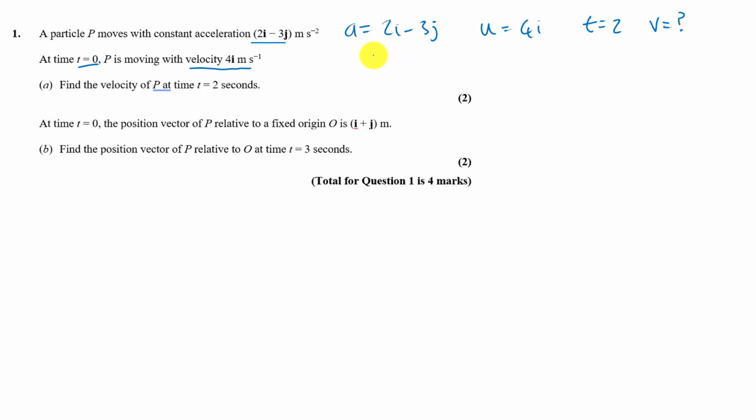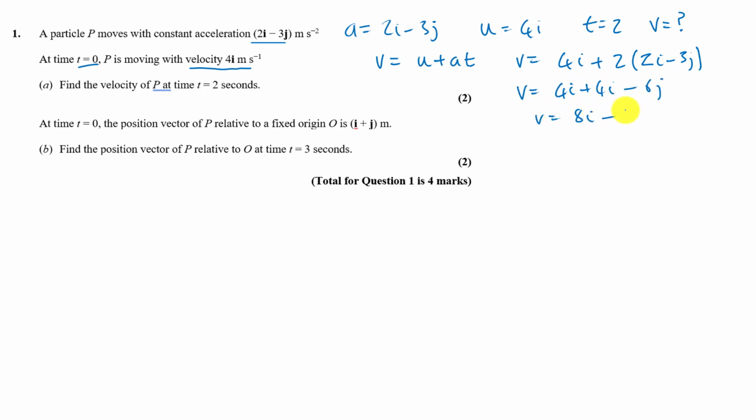So we can use a formula from year 1 mechanics: v equals u plus at. Remember that SUVAT equation, and then this question becomes easy, 2 out of 2 marks. So we're going to get v equals 4i plus 2 times a, which is 2i minus 3j. If we expand that out, you'll get 4i plus 4i minus 6j. So v equals 8i minus 6j meters per second.